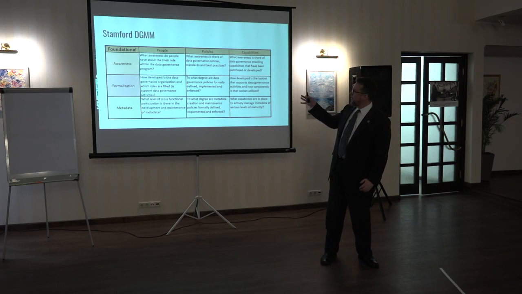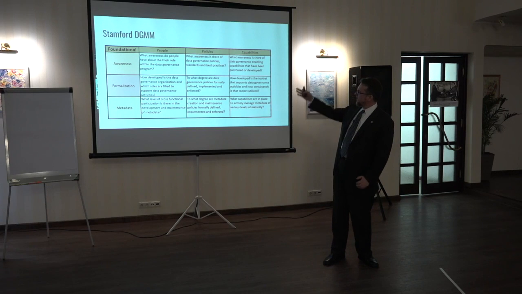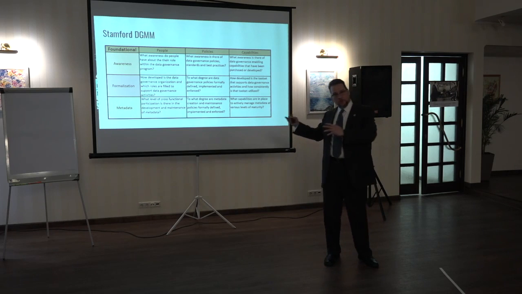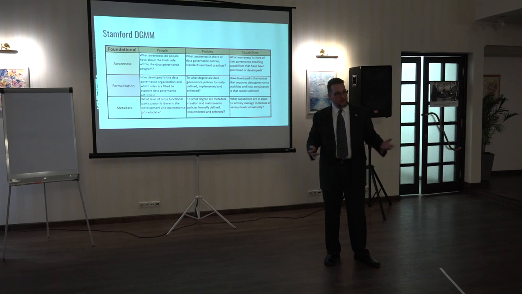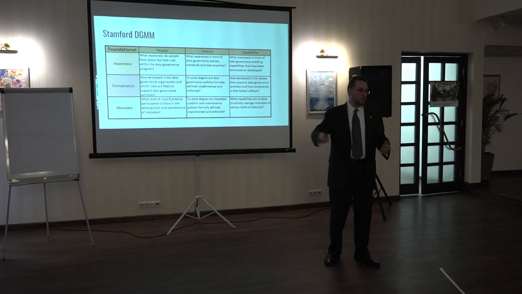And here's an example. This is just one matrix of many that you work through in the Stanford model. But it'll state things like people awareness: what awareness do people have about their role within a data governance program? So with the maturity model, you'll go and answer these questions, and it'll give you a grade, and then it'll tell you how you move forward from there.